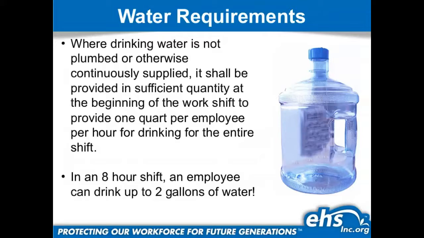Where drinking water is not plumbed or otherwise continuously supplied, it shall be provided in sufficient quantity at the beginning of the work shift to provide 1 quart per employee per hour for drinking for the entire shift. That's 8 quarts of water. That is 2 gallons of water per employee.